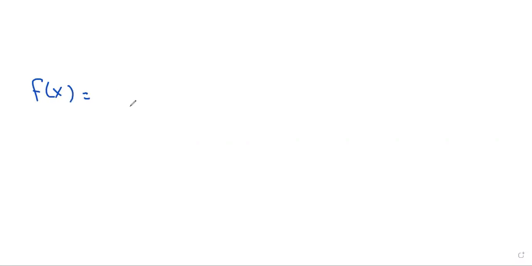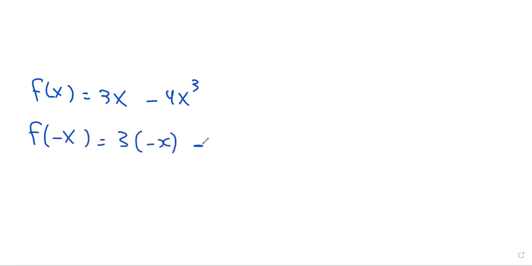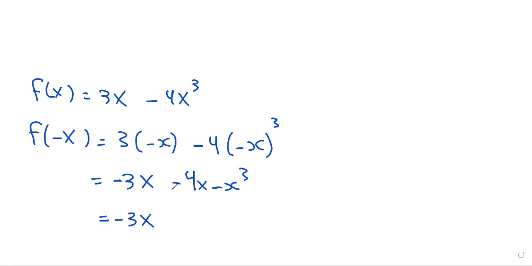Muhammad Atif, quickly, f of x equals 3x minus 4x cubed. Muhammad Atif, are you with us? f of negative x equals 3 times negative x, minus 4 times negative x to the power of 3. So it will be negative 3x, plus 4x cubed. Let's take it step by step. Negative 4 times negative x cubed, and negative times negative is positive, so it's 4x cubed.